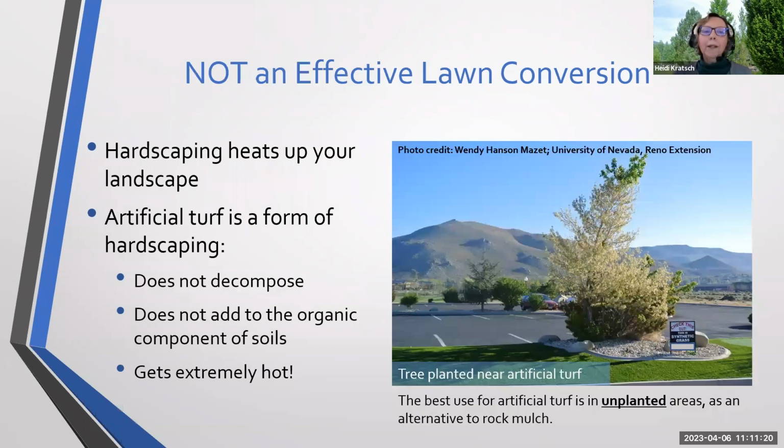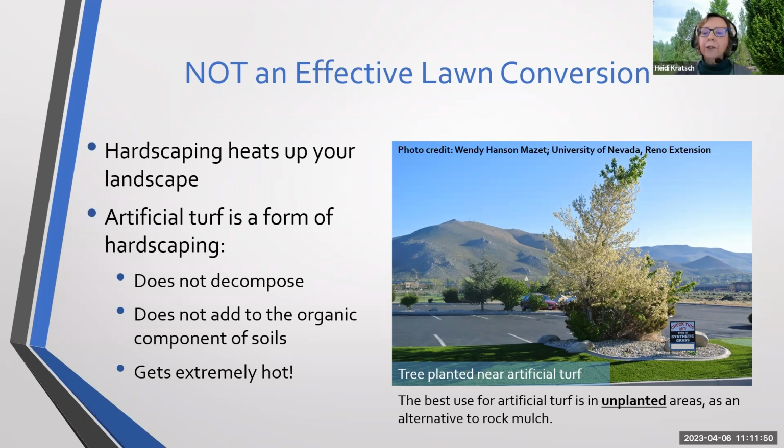And now, what an effective lawn conversion is not. This photograph shows what it is not. A lawn conversion is not replacing lawn with hardscaping. In this photograph, you can see that the lawn around this tree was replaced with artificial turf. And you can also see the negative effect it had on this tree with all the bleached leaves and the tree bending over. It's really under a tremendous amount of stress.